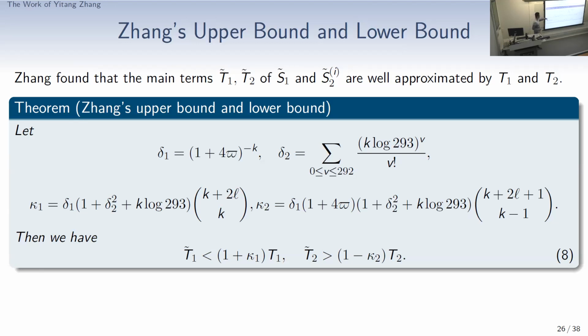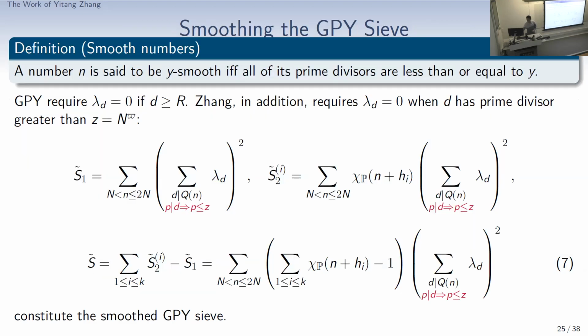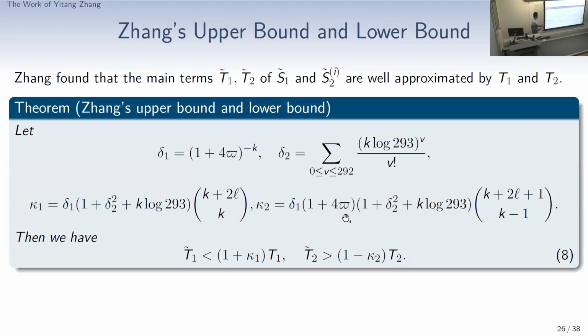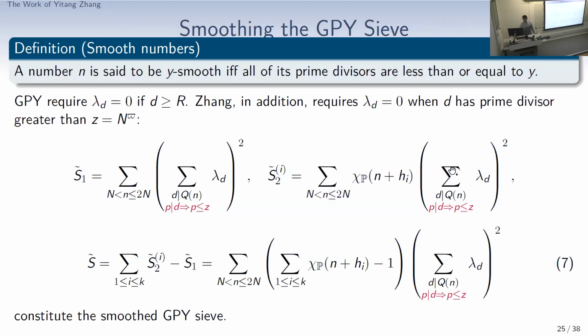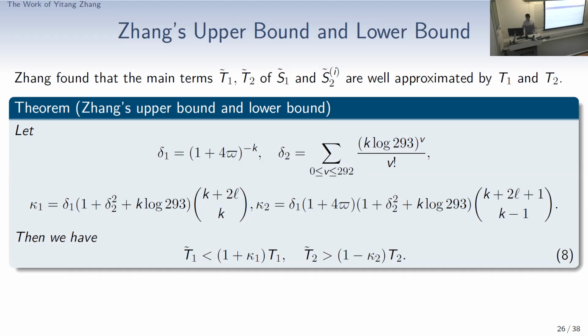Using those numbers, it shows that the main term in Zhang's sieve for the type 1 sum is slightly greater than GPY's main term. And the sum over the primes, the type 2 sum in Zhang's sieve, is slightly less than the actual type 2 sum in the GPY sieve. So they're quite close to each other.